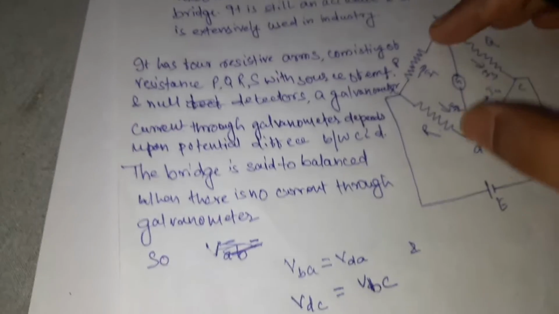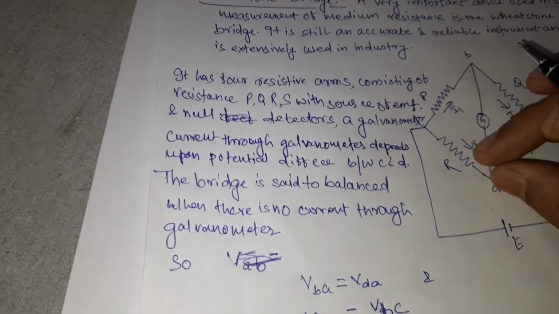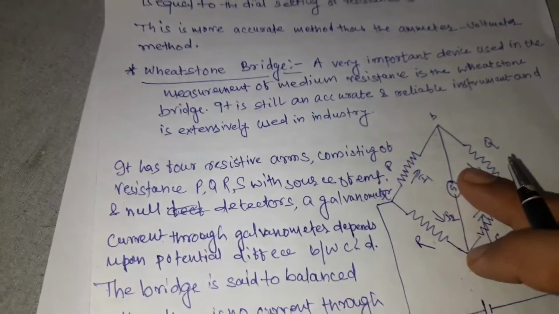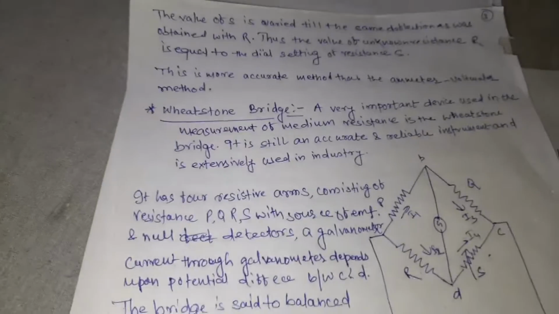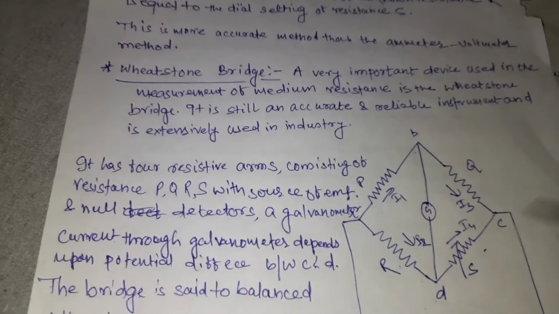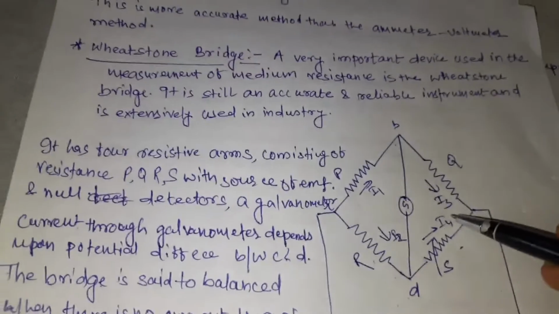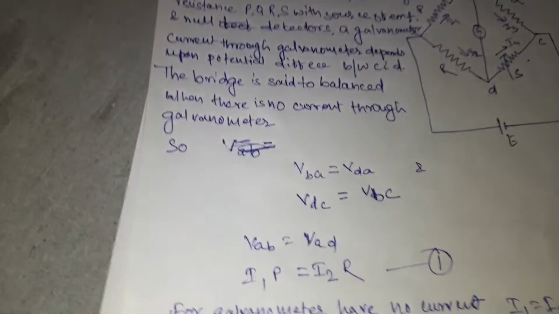If they are the same, then there is no voltage drop across the galvanometer terminals, there is a null point, and the bridge is balanced. So VAB is equal to I1 into P, and VAD is equal to I2 into R. In the same way, when there is no current through the galvanometer, that means I1 is equal to I3 because no current flows through the galvanometer, and I2 is equal to I4.